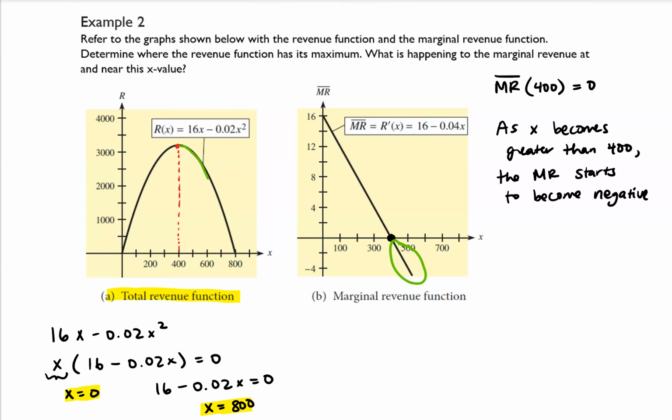And so if you were a financial advisor for this company, you might suggest that 400 is kind of the sweet spot, and that's what's going to get them the most revenue, producing and selling 400 units. And we're going to go into more detail in a later section on how to use calculus to figure out what's going to provide the maximum revenue. But for now, we'll just leave it at that.